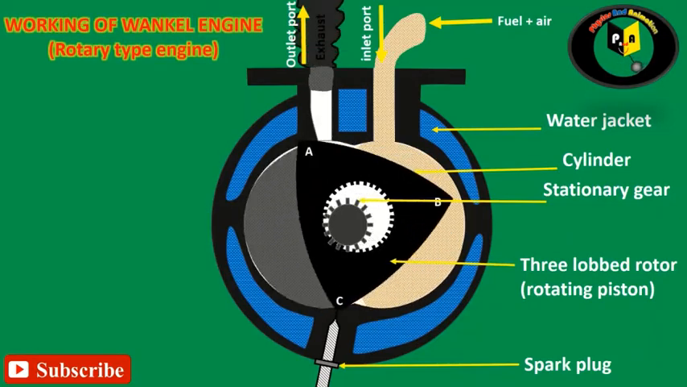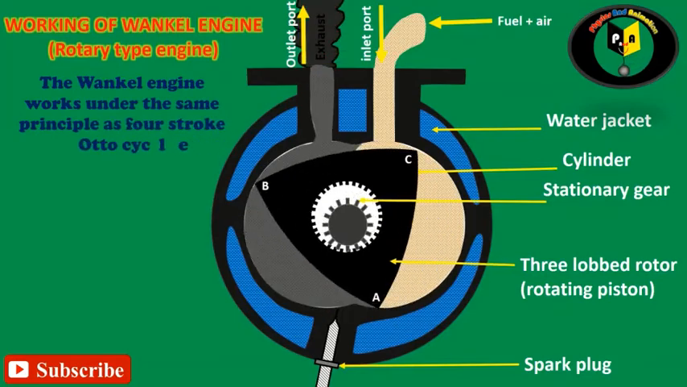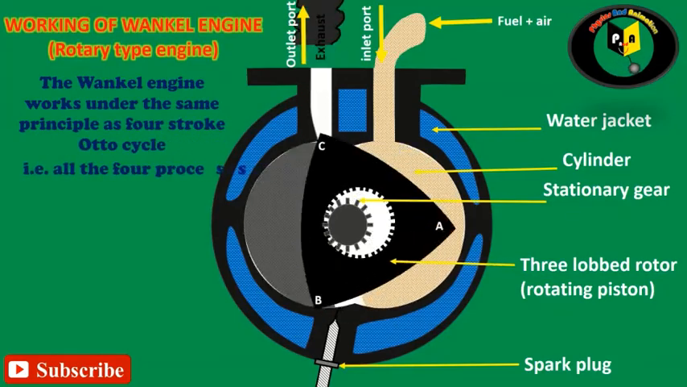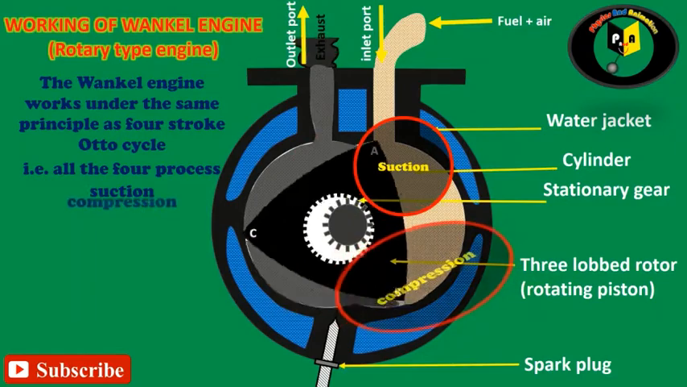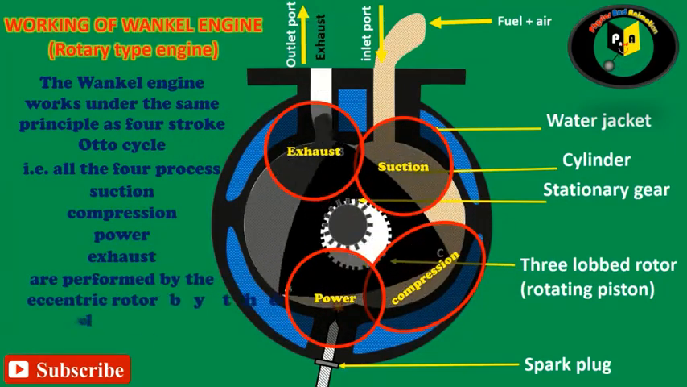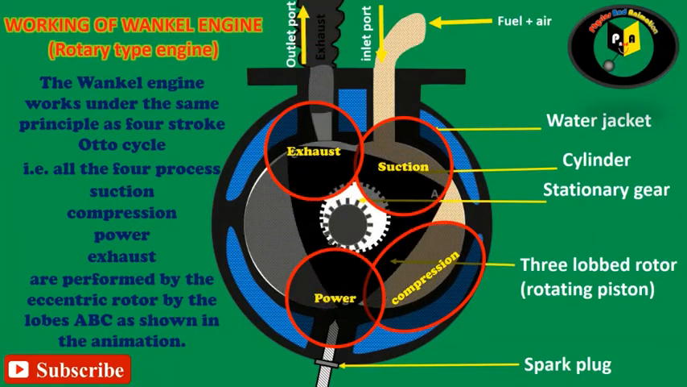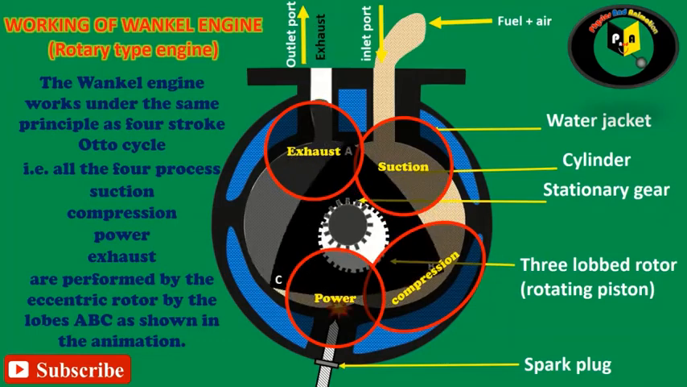Working principle of the Wankel engine. The Wankel engine works under the same principle as the 4-stroke Otto cycle. That is, all the 4 processes, suction, compression, power and exhaust, are performed by the eccentric rotor by the lobes A, B, C as shown in the animation. Let's talk about these strokes one by one.